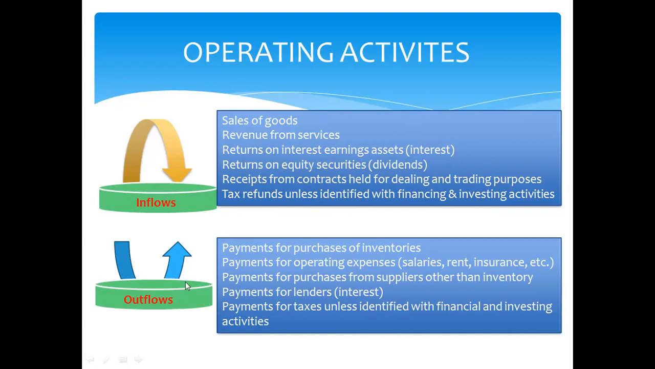So what are the outflows? These are payments for purchases of inventories, payments for operating expenses, for example the salaries, the rent, the insurance, payments for purchases from suppliers other than inventory, payments to lenders for the interest, and payments for taxes unless identified with financing and investing activities. Okay.